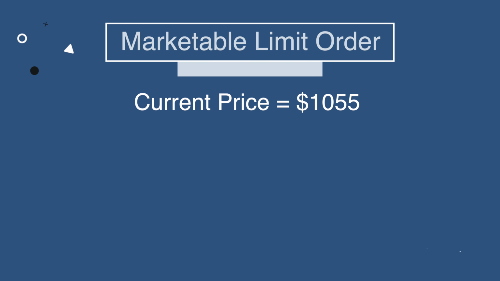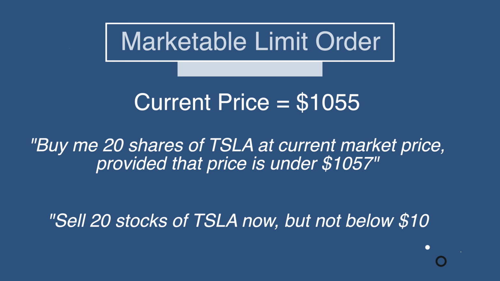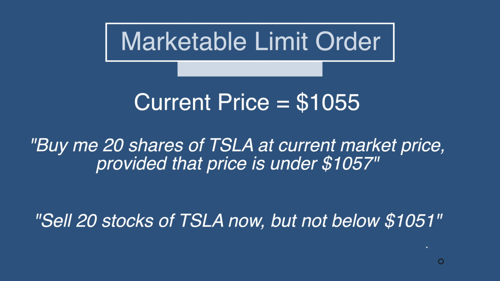Marketable limit order. In this order, you want to buy or sell immediately like a market order, but you also specify a ceiling or floor, beyond which you would not like to buy or sell. For example, continuing with the Tesla ticker, let's say that it's trading at $1,055. You can set a marketable limit order to buy 20 stocks at the current market price, provided that price is under $1,057. If you are shorting the stock, then you would say sell 20 stocks of Tesla now, but not below $1,051.